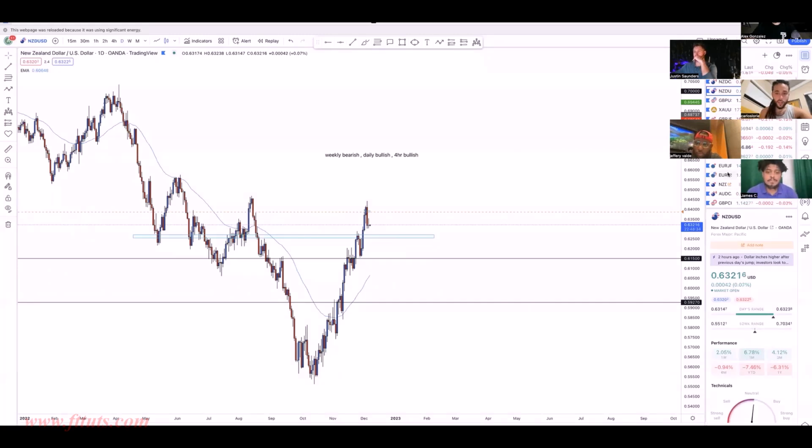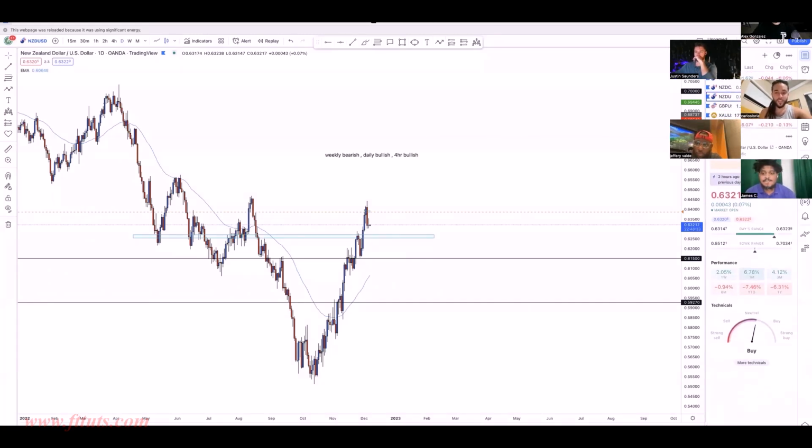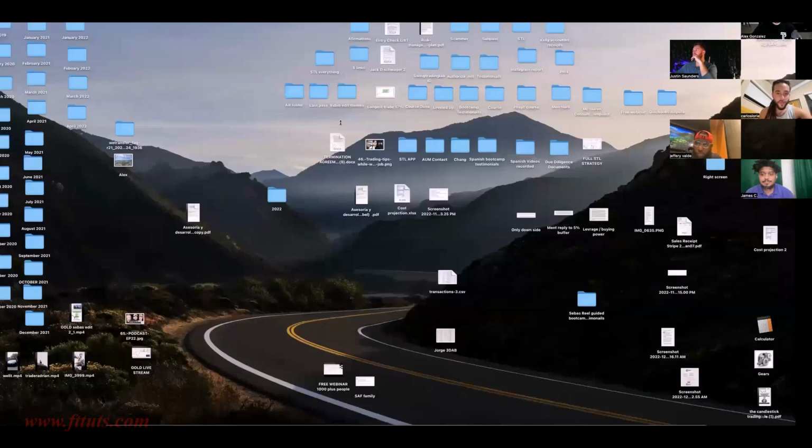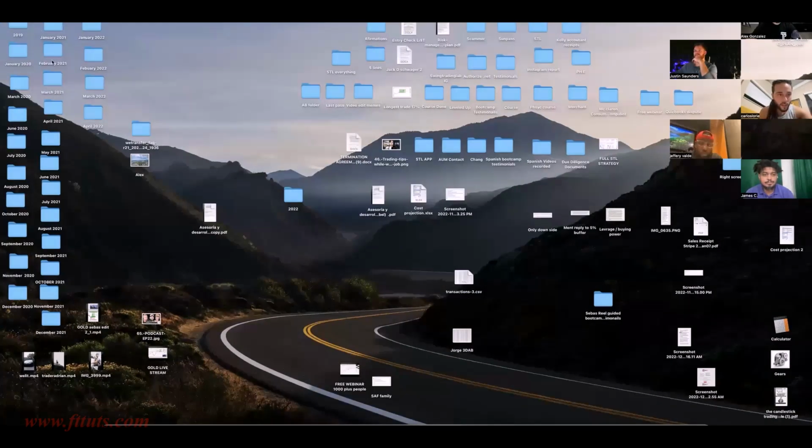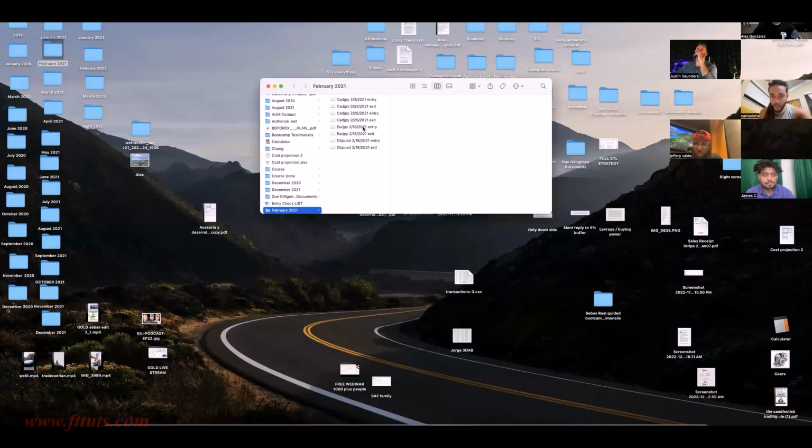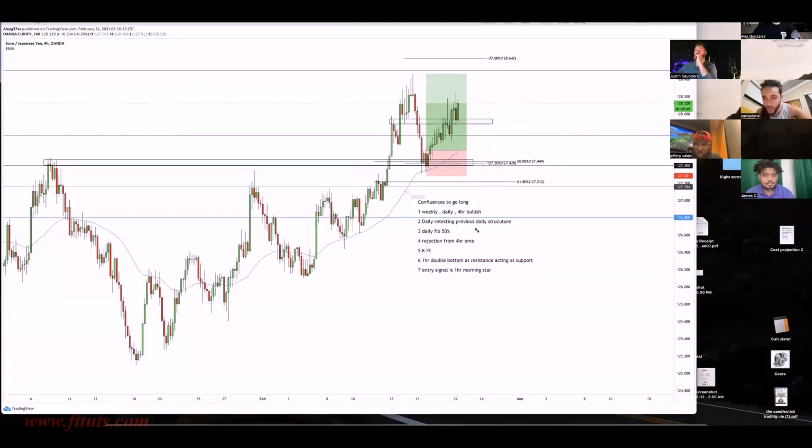Yeah, okay, there's none. But I'm going to show you guys a little bit of what it could look like. So this is my, let's just go February 2021. I'm just clicking around the month, and let's go to here, Euro JPY entry. So this right here, there's a reasoning behind all of this.